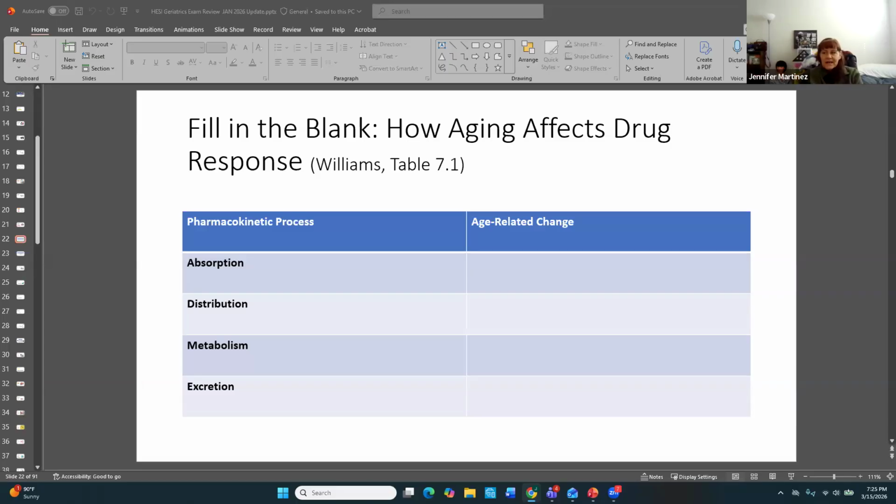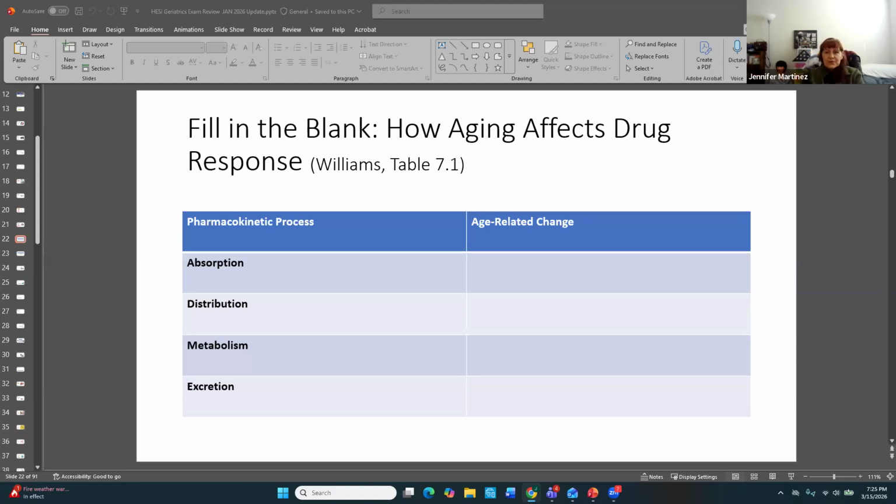Other things too: we look at the hydrochloric acid in the stomach. It is less acidic, which causes irregularity in the absorption of drugs. They also tend to have decreased peristalsis, which tends to extend the contact of enteric drugs with the gastric juices, so the drugs break down quickly. The decreased gastric motility and slower emptying of the stomach and intestine also slows the onset of the drug's effect. So lots of things can happen with absorption.